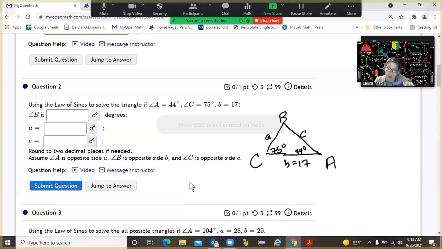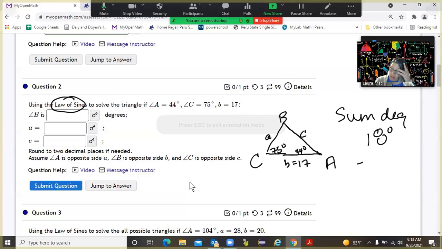And now I'm using the law of sines, and I just got done telling you that you need a pair in order to use the law of sines. I don't have a pair right now. I don't have big A, big C, little c, big B, little b. I have no pairs, but this is a triangle. And I know that the sum of the degrees is going to be 180 degrees.